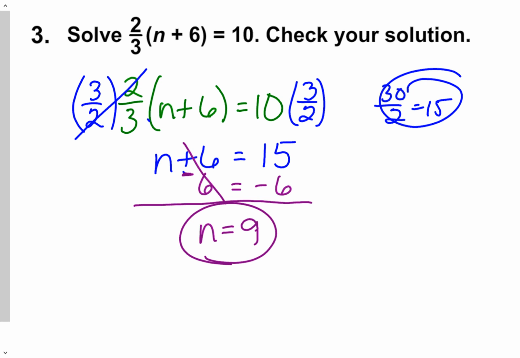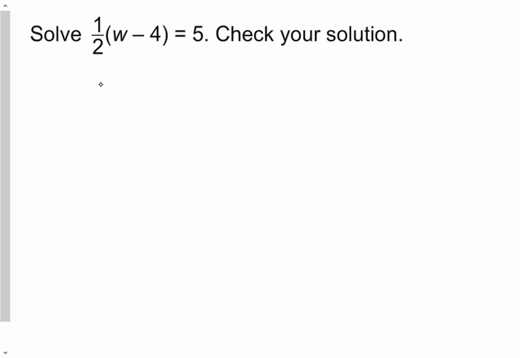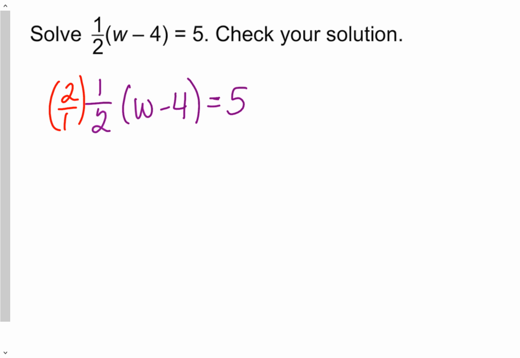Okay. Here's another one with a fractional coefficient. We know we love those. So we know that the fractional coefficient is 1/2. So we're going to multiply it times the reciprocal. And the reciprocal of 1/2 is 2 over 1. Okay? So 2 over 1 times 1/2, that cancels out to just 1. So we're actually left with w minus 4.